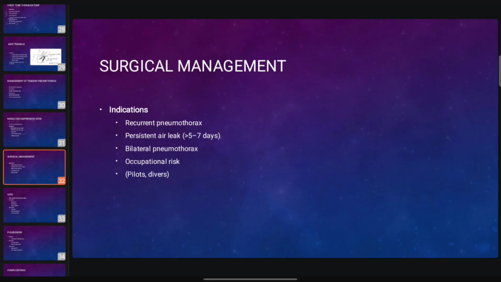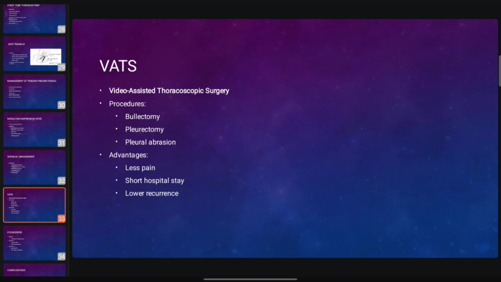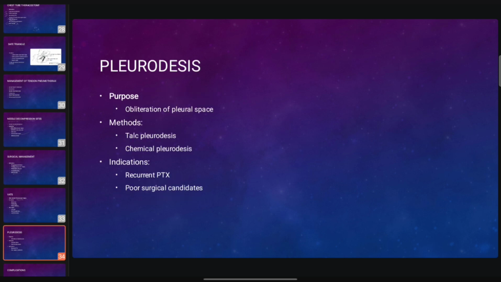In surgical management, there are some indications like recurrent pneumothorax, persistent air leak, bilateral pneumothorax, and occupational risk, such as pilots and drivers. Video-assisted thoracoscopic surgery is an option for this, and the procedure includes bullectomy, pleurectomy, and pleural abrasion. The advantages are less pain, short hospital stay, and lower recurrence rate.